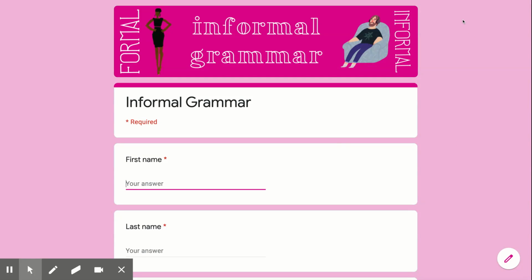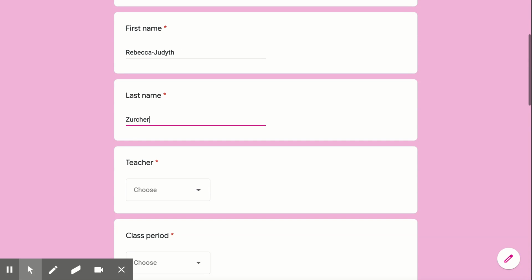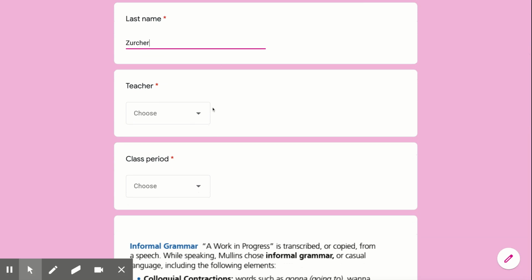This is it. This is the lesson that you have waited for, where you will get to write using informal language. But first, I want you to write your first and last name using capital letters to begin them. And then choose your teacher. Choose the correct class period.